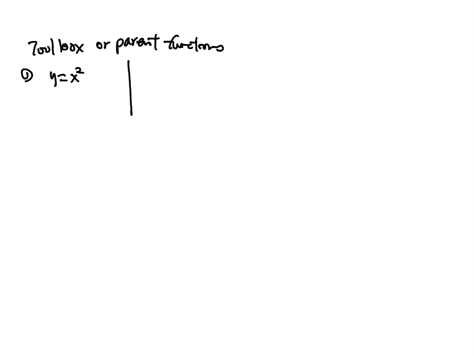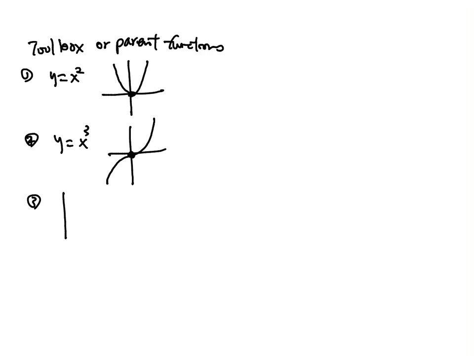Now you need to know the toolbox, what we call toolbox or parent functions. So that means you should know what some parent functions look like. For example, y equal x squared, you should know it looks like this, with the vertex at 0, 0. Y equal x cubed, you should know it looks something like this. Crosses at origin.